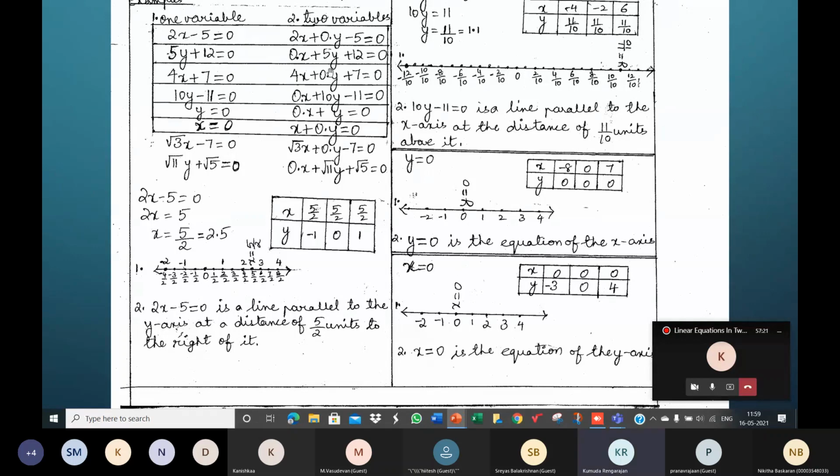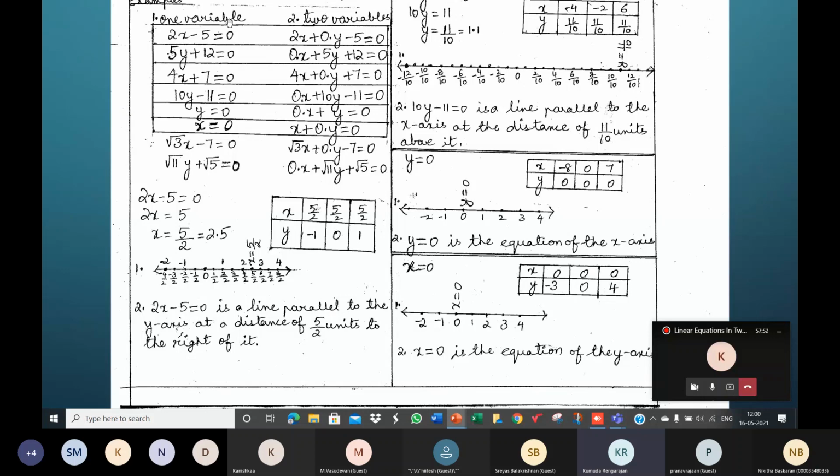Now, the graphical representation is different. When you treat it as an equation in one variable x, then it's a point on the number line. But when you treat it as an equation in two variables x and y, it's given by a straight line in the Cartesian plane. The same equation, if you treat it as a linear equation in two variables x and y, the graphical representation is different, because in this case, it will have infinitely many solutions.